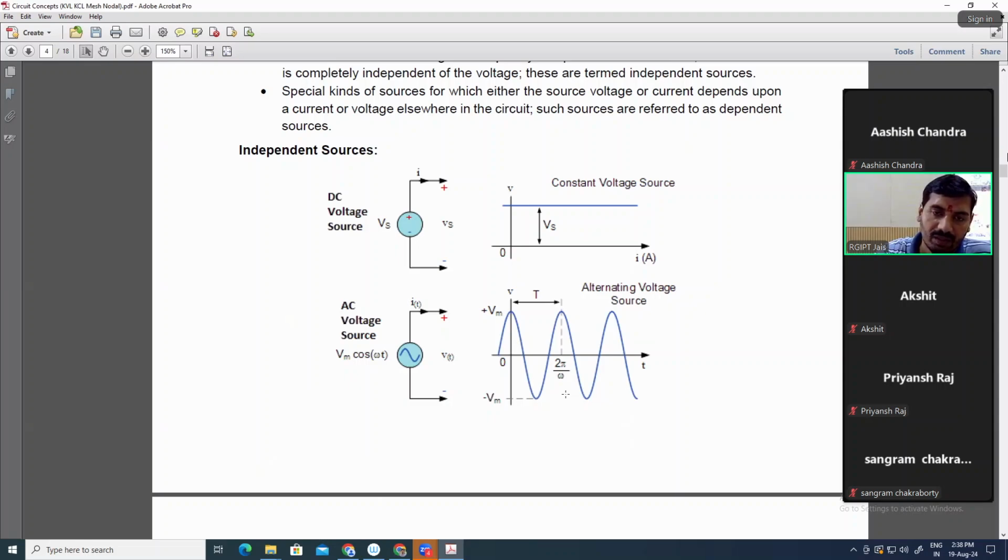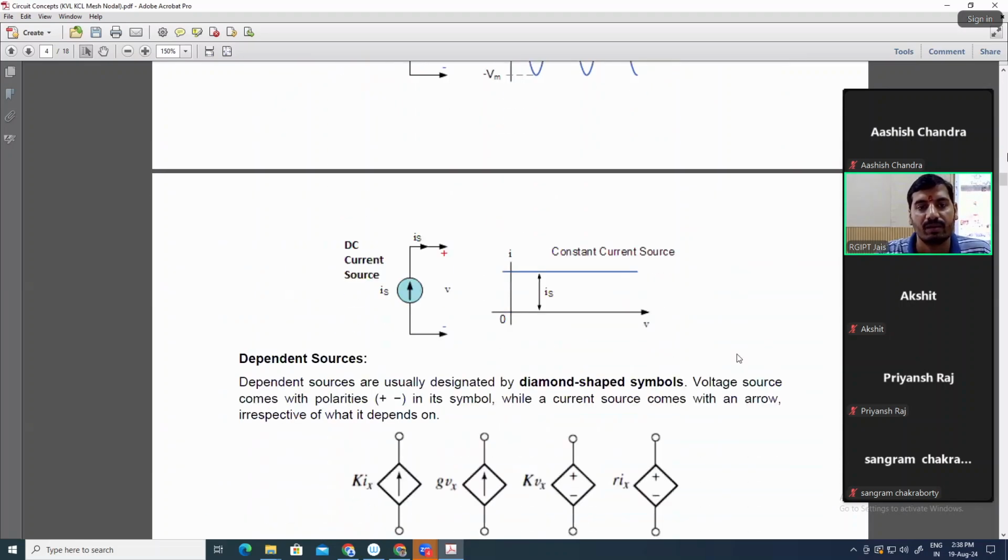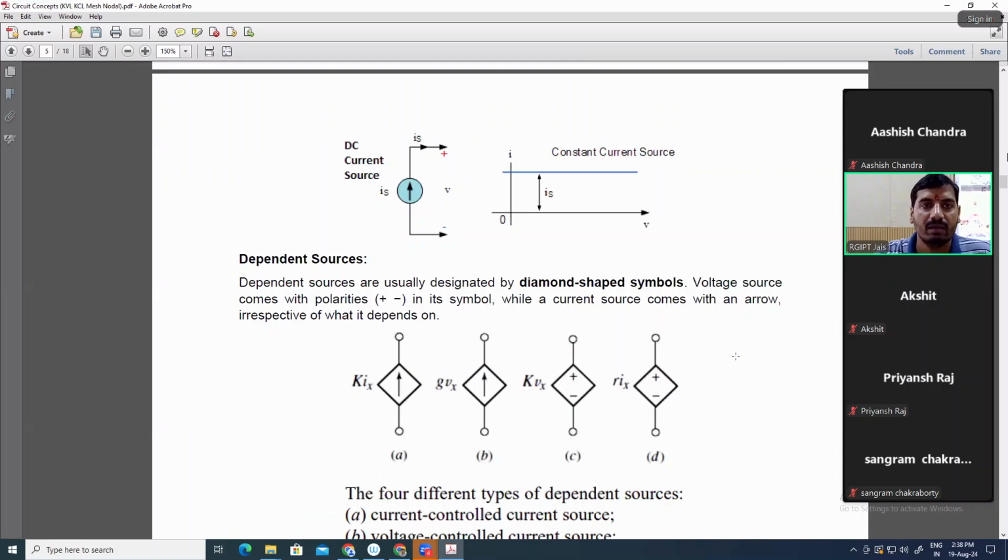So the time period can be represented as 1 upon f, and that we can write as 2 pi upon omega in terms of t. If the axis we have taken is t, the time period will be 2 pi upon omega. If we write it in the form of angle, if the axis we take is omega t, then the time period will be 2 pi.